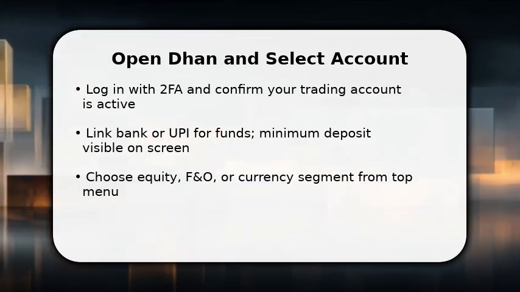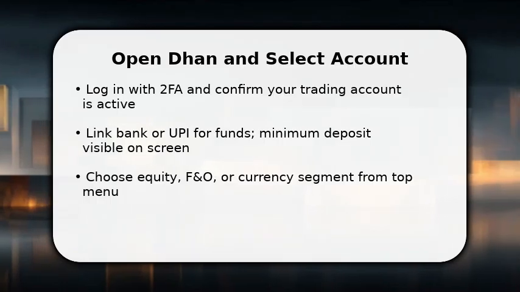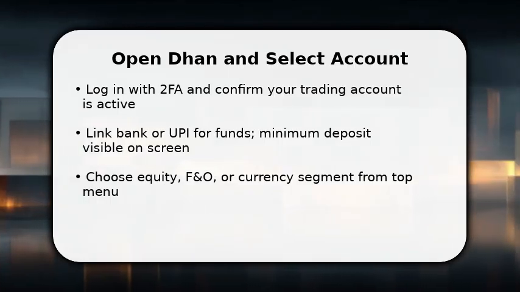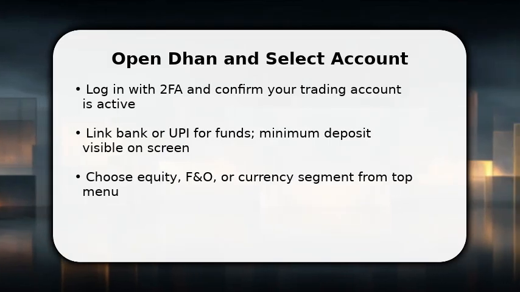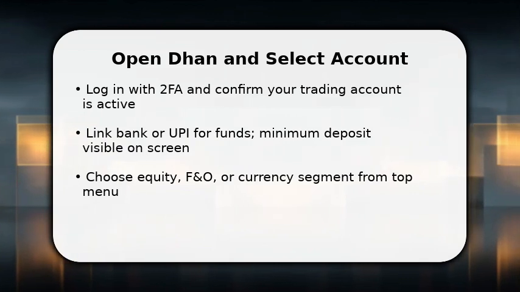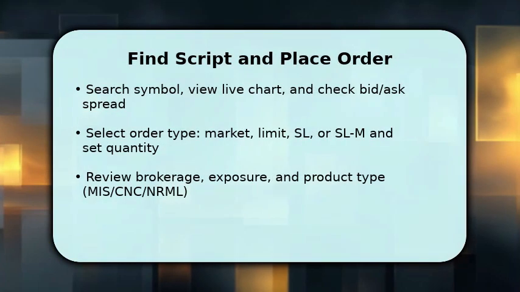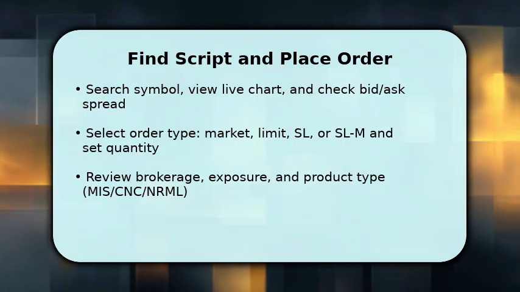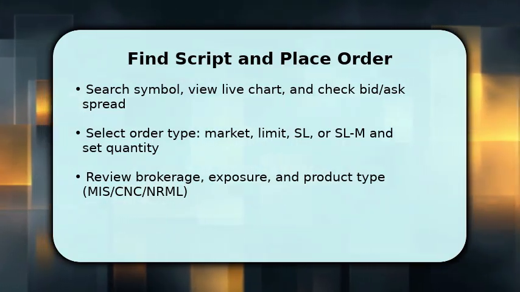This determines trade size. Finally, tap the market segment: equity, futures and options, or currency. This selection tells the app which instruments and order types will be available for the next steps. You now search the symbol and open the live chart to confirm trend and volume so your entry makes sense.